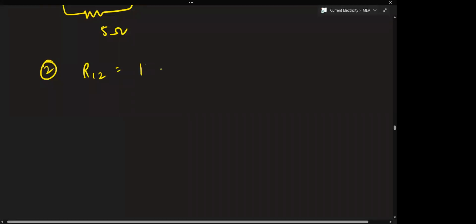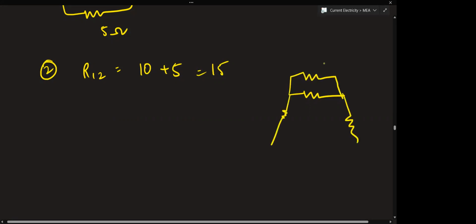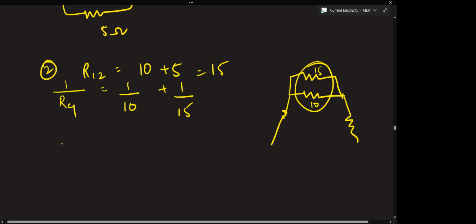R12 becomes 10 plus 5, that is 15 ohm. Now this is connected in parallel with this. If not talking about this, both these are connected in which manner? Parallel. So this was 10 and this is coming 15. So 1 by R will be what? This will be 1 by 10 plus 1 by 15.